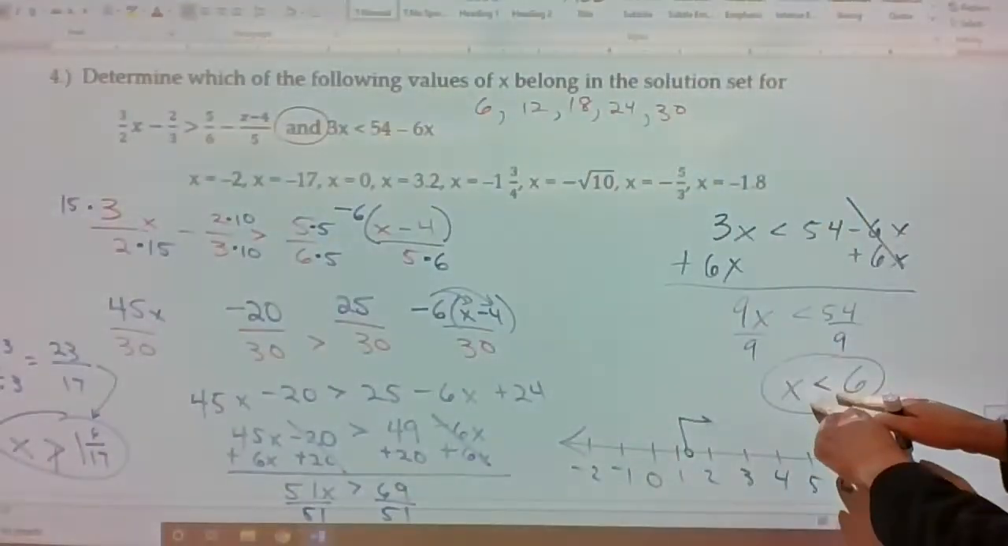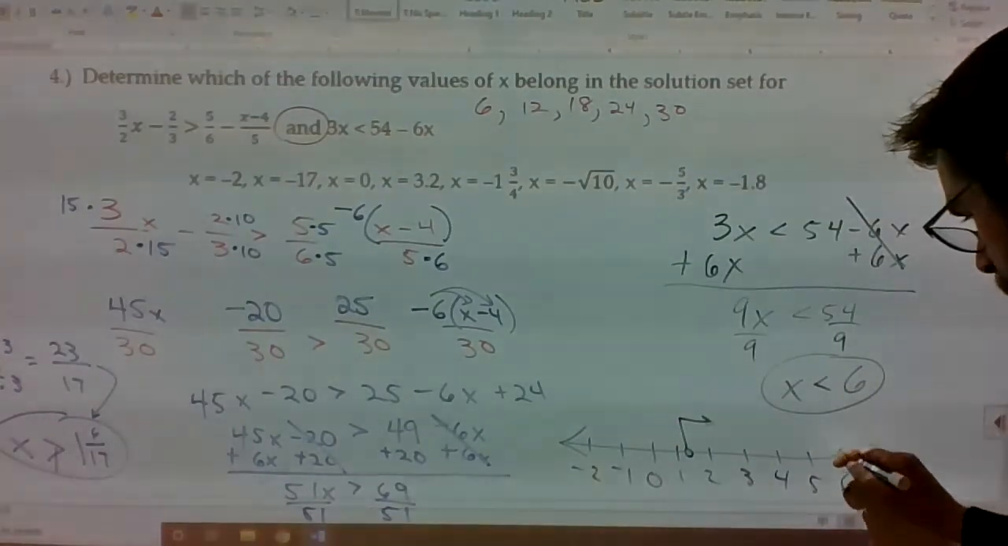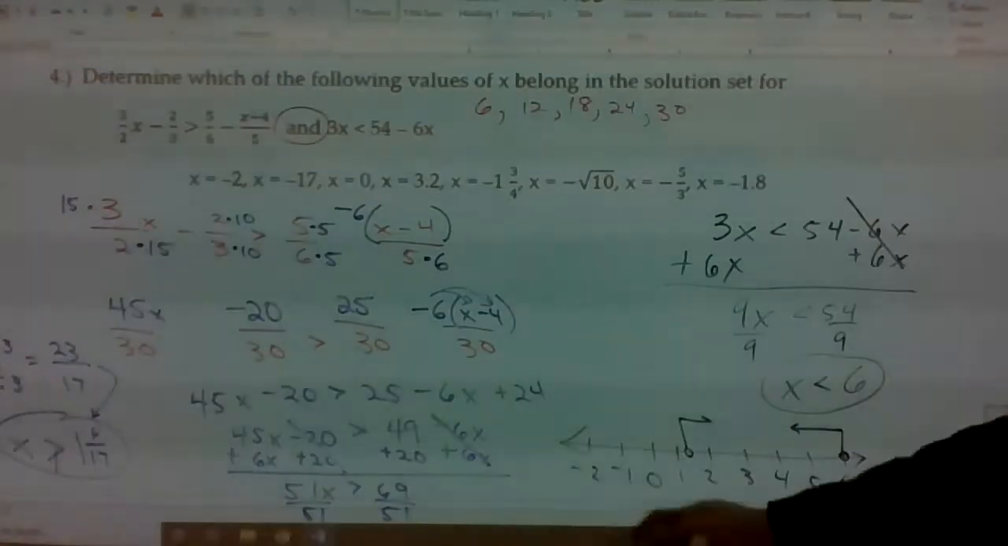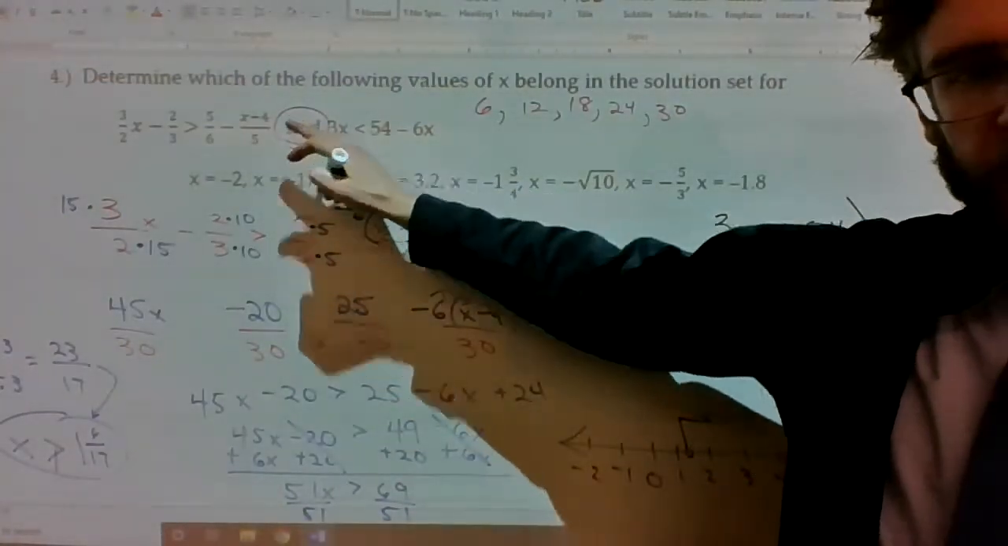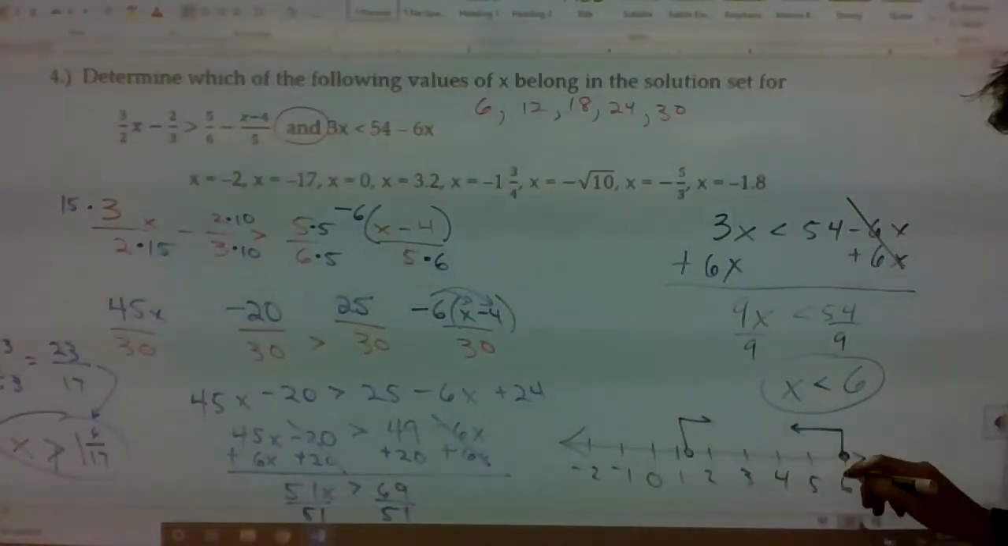x is less than 6. You're going to put an open circle at 6, and we're going this way. Since it's an "and" statement, we're going to graph what these two solutions share. They share everything in between those two.